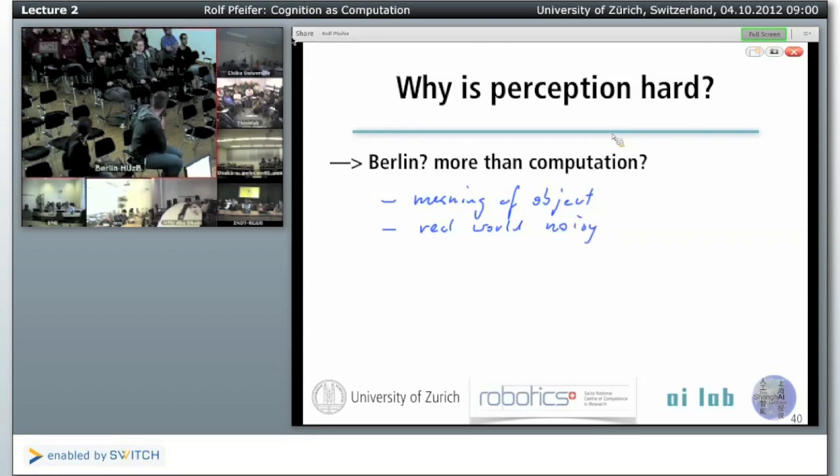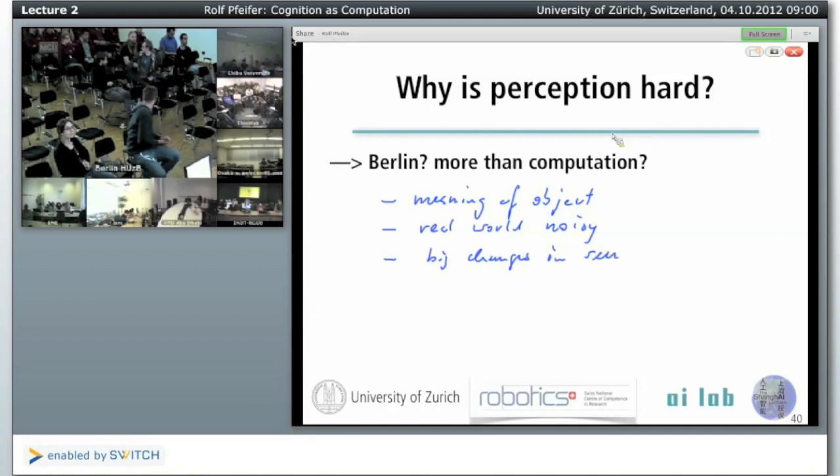I will pass the microphone to the other audience. Okay. Other ideas why perception is really hard? Yeah, I think one big problem is that small changes in the environment lead to big changes in the sensory input. So a little change in lighting condition can be a huge problem for an object recognition algorithm. Okay, big changes in sensory input.